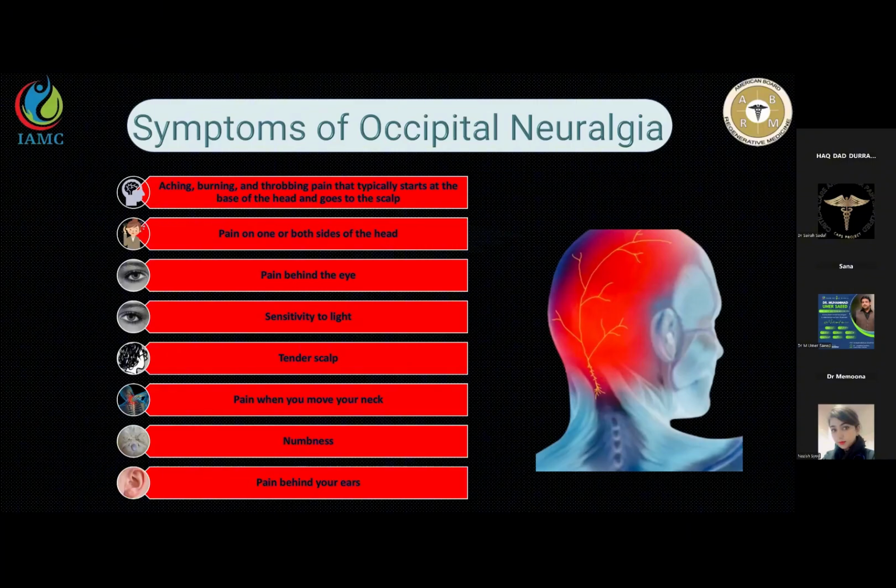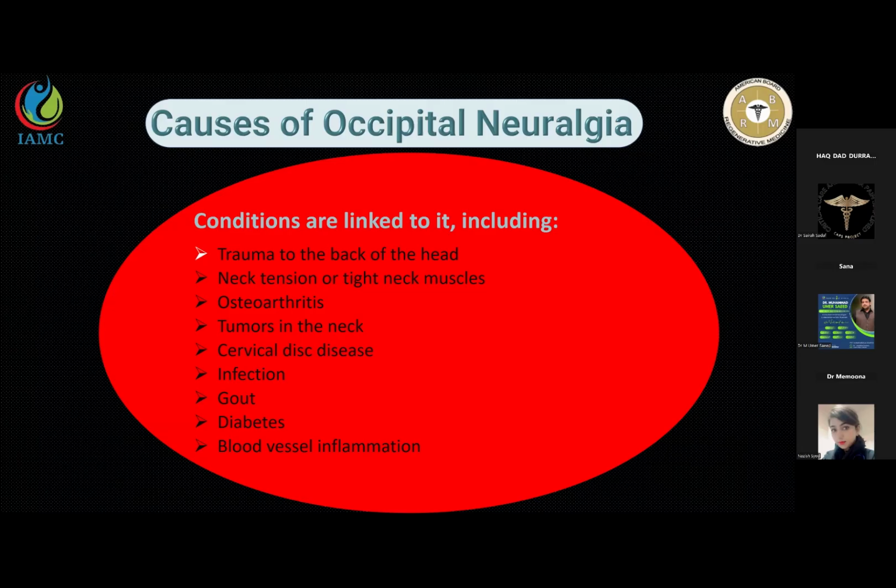Causes of occipital neuralgia, or what kind of conditions it can be linked to: trauma to the back of the head, neck tension or tight neck muscles, osteoarthritis of the cervical spine, tumor of the neck, cervical disc diseases, and then there can be infection, gout, diabetes, and blood vessel inflammation. All of these can cause occipital neuralgia.